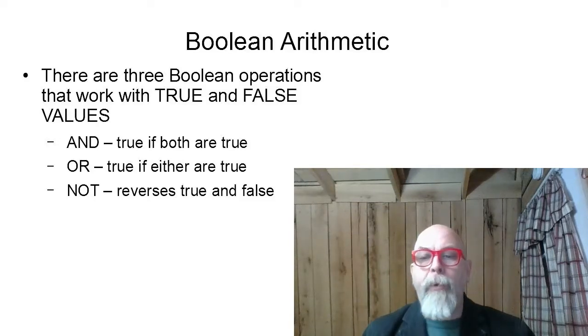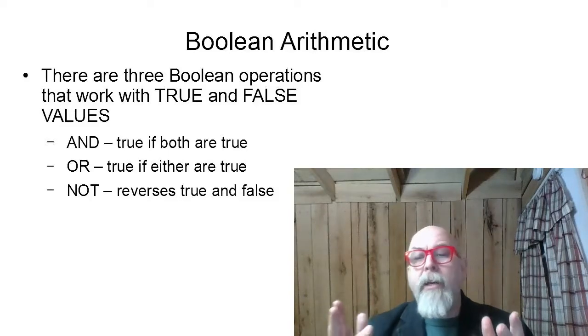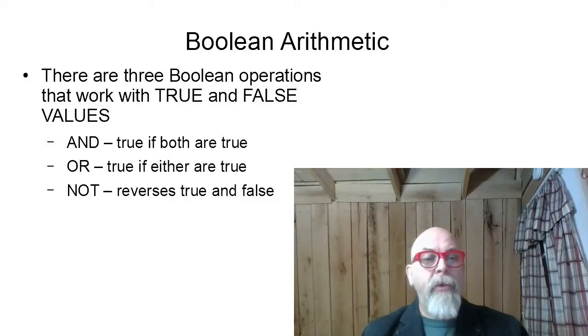So Boolean operations all deal with true and false. They don't deal with numbers. They don't deal with other values. There are three Boolean operators that George Boole defined, and we're going to talk about how to use them in the context of SQL, but this also applies to any kind of programming environment you might be doing. The three Boolean operators are and, or, and not.